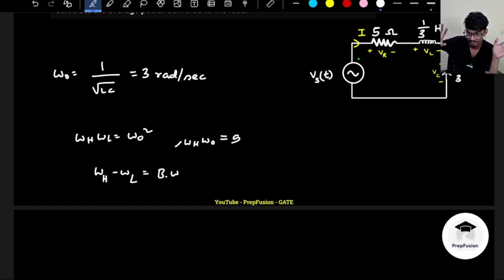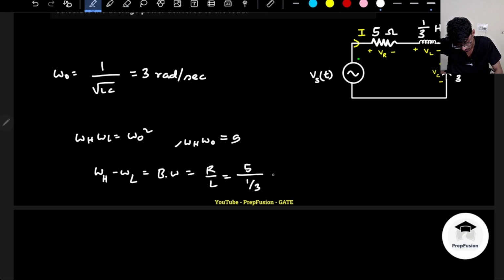So when I subtract these two, the under root thing is common, so that will get subtracted. There is plus bandwidth by 2 minus of minus bandwidth by 2, ultimately it will club and it will become bandwidth. So what is the bandwidth? Bandwidth is R by L. So in this case R is 5 and L is 1 by 3, so it will be 15 radian per second. So yes, it is matching actually.